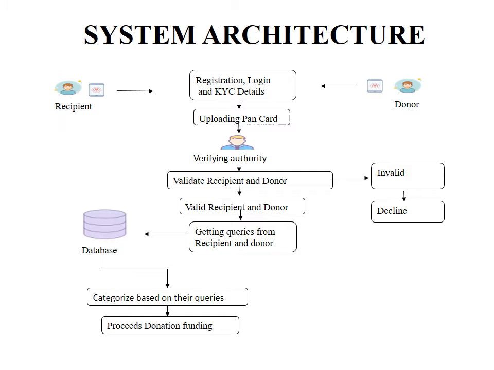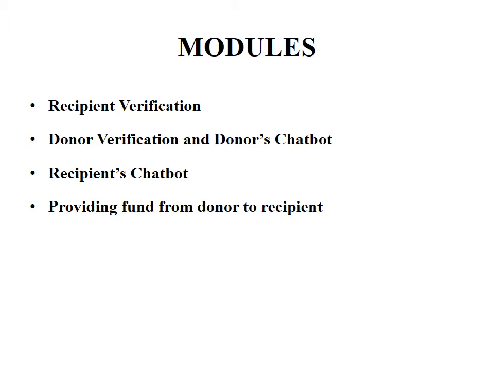So first, my concept: in recipient and donor, we upload a PAN card, validate the recipient and donor, query the recipient or donor database, categories of the POSIX donor function. This project uses four types of modules. The first module is recipient verification, then donor verification, donor chatbot, and recipient chatbot, providing funds from donor to recipient.